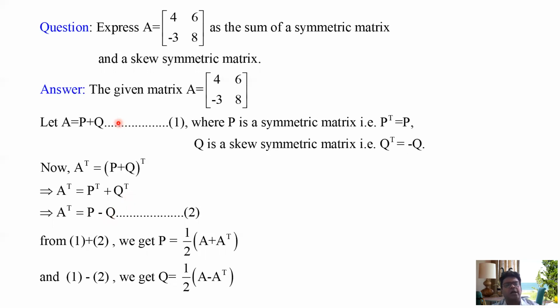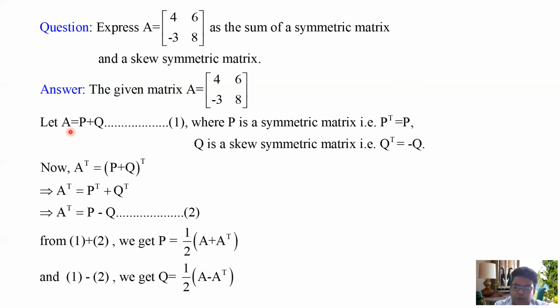So from equation number 1, A is equal to P plus Q, and from equation number 2, A transpose is equal to P minus Q. If I add 1 plus 2, what do we have? That is P is equal to half of A plus A transpose. If I subtract 1 minus 2, we have Q is equal to half of A minus A transpose. Okay, so from here it is clear what your P is and what your Q is.